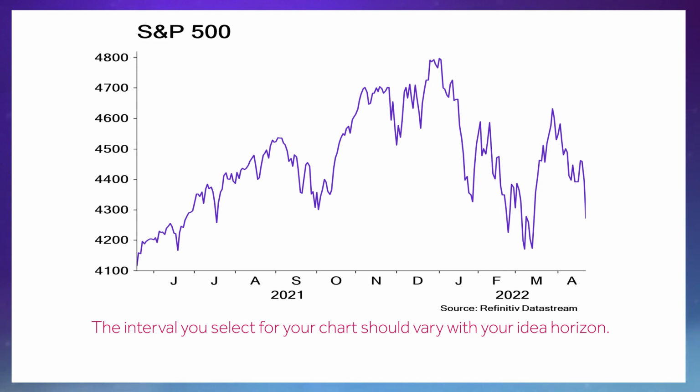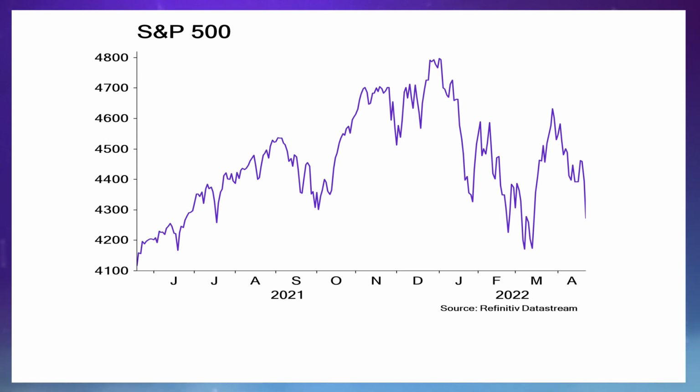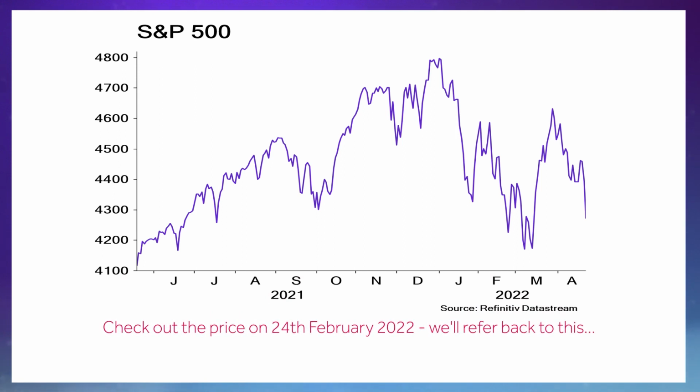So anyway, the first one is a simple line chart. Line charts usually take one price point per day, and that's usually the closing price. Many funds take their performance based on close-to-close prices, so this is a valid chart for those purposes. But before we leave this chart, I just want to highlight the price level on the 24th of February 2022, which I'll come back to in a second. Hopefully that level's now imprinted in your mind.